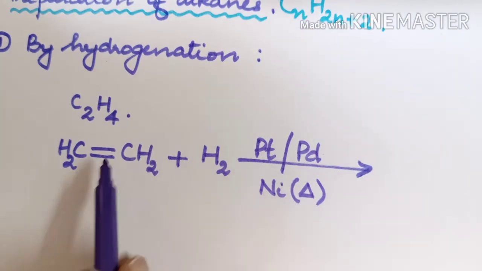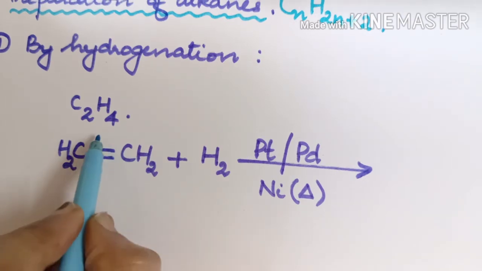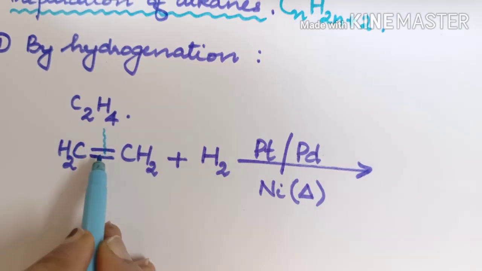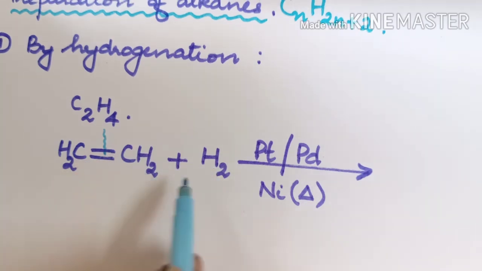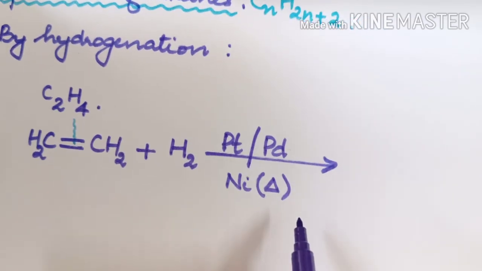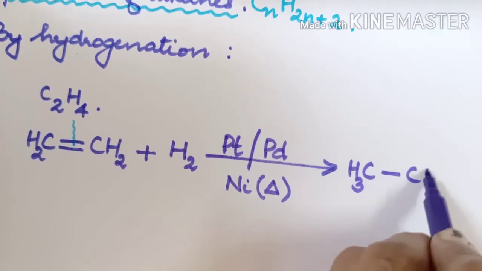You find that the double bond in the compound breaks because we have the pi bonds in between. The pi bonds are weak. It can be broken easily. So you can think of the pi bond being broken and two hydrogens entering on either side, resulting in the corresponding alkane with the formula CH3-CH3.